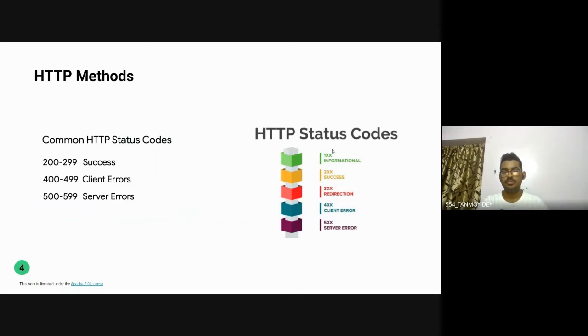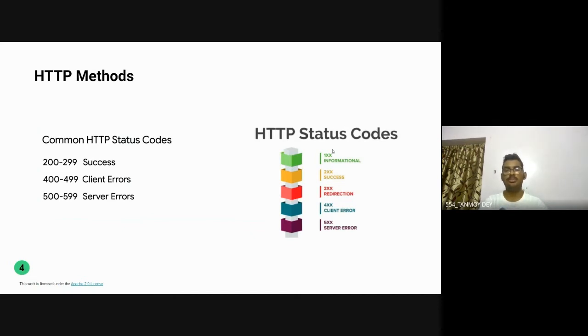HTTP status codes. Now the methods, like I showed you in the first diagram, the client sends a request to the server and then the server responds to it. But while the server responds to it, it responds using status codes. Other than the response, it also returns a status code which tells us if the response was successful or not. We need to know if the response worked properly as it should have. So this is where the status codes come into play.